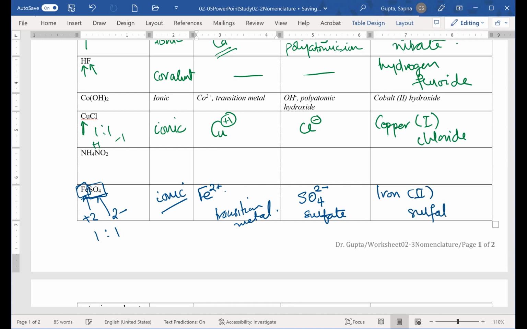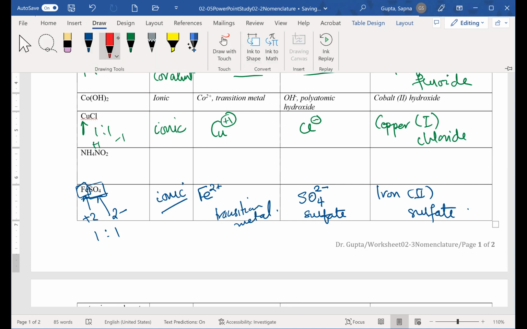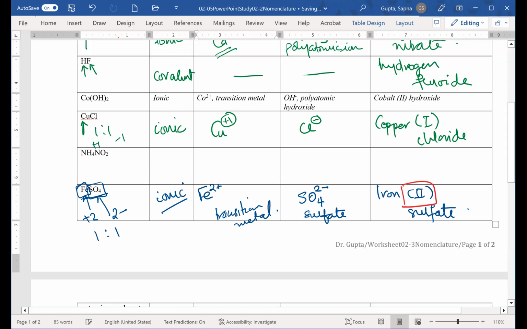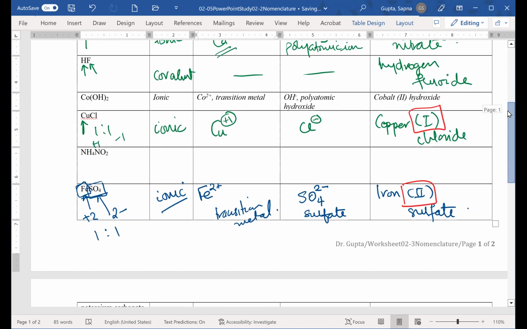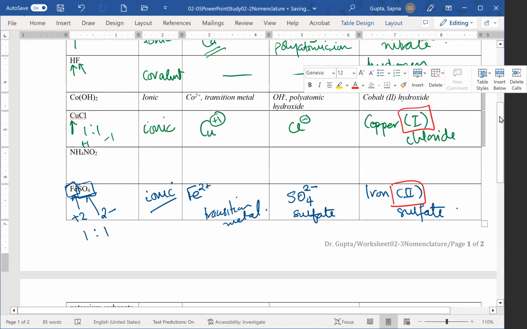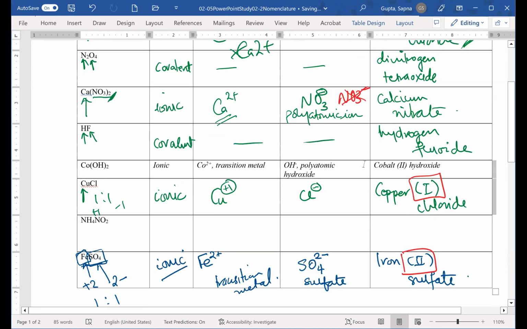In the case of the transition metals, you have to include the charge as a Roman numeral. Okay, that is how we do it for transition metals. For the main group, you don't have to do that. So for calcium, I didn't do it. But for transition metals, I have to include the Roman numeral. I hope that was helpful to you in determining the nomenclature and this kind of a study sheet.